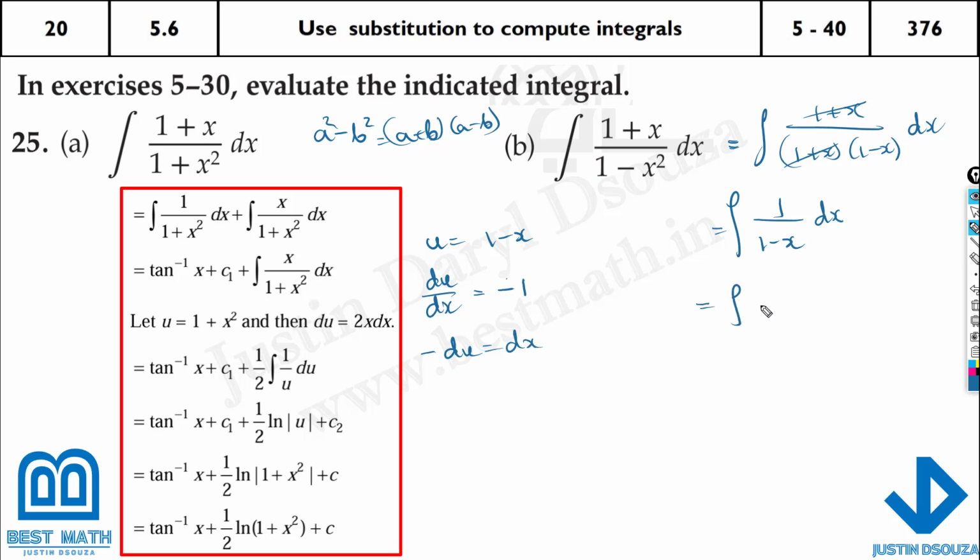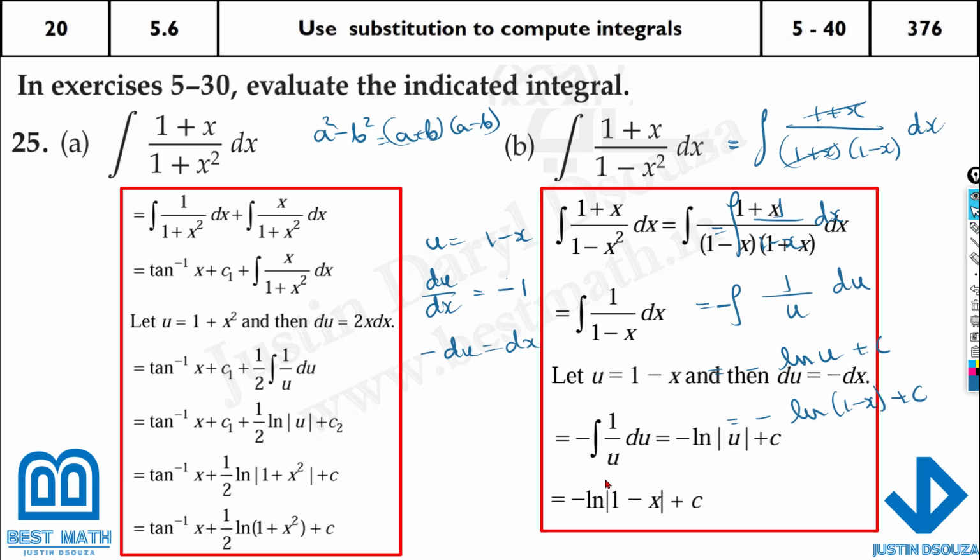So now substitute back in this particular question. We have simplified the question already. Here it's going to be 1 by u, and I'm going to write the minus outside, du. So minus, what is the integral of 1 by u? It is natural logarithm u plus c. Now what was assumed to be u? That was 1 minus x, plus c. So that is the final answer. It's negative natural logarithm of 1 minus x plus c.